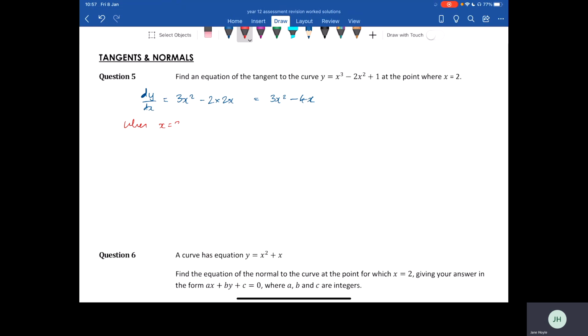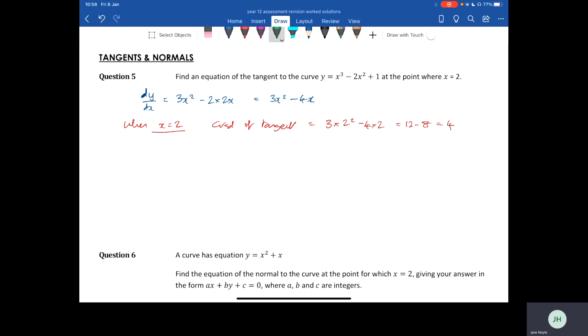So we know that when x is equal to 2, the gradient of the tangent is equal to, so we're substituting 2 into dy/dx. So 3 times 2 squared minus 4 multiplied by 2. That gets me 3 times 4, 12. 12 minus 8, 4. So I know that the gradient of the tangent is equal to 4. So we've got the gradient.